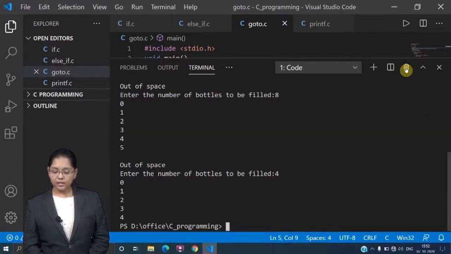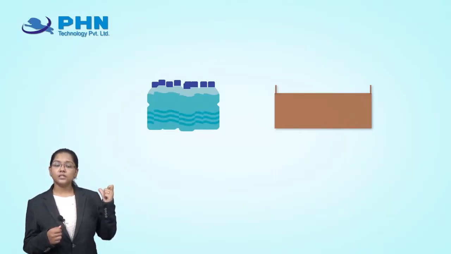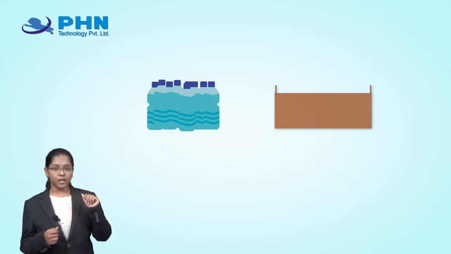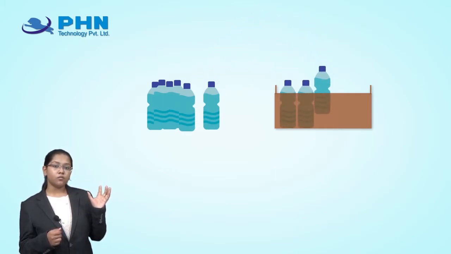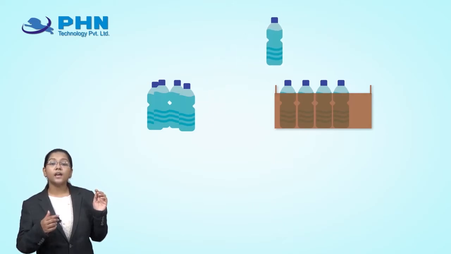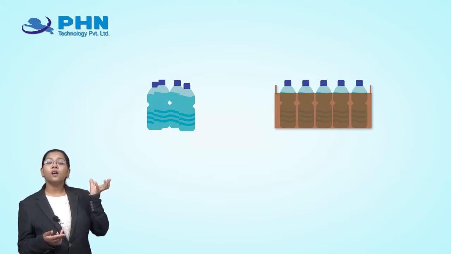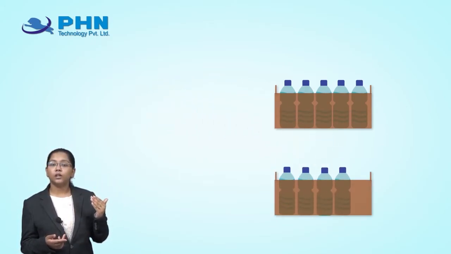So let's see this through my example over here. Now here you can see there is one box. I know that this box will accumulate 5 bottles. So 5 bottles will go inside the box like this. Now the moment the box is filled, what was happening in my code? It was again asking me the number of bottles. Meaning again a box will appear and there again the number of bottles will get filled.